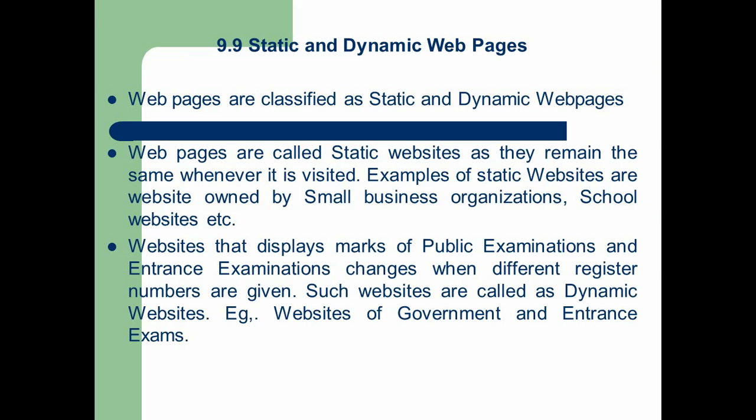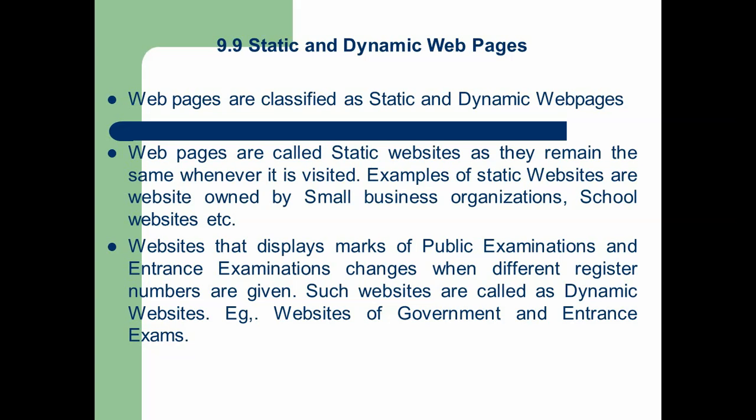Next one, static and dynamic web pages. Web pages are classified into two: static and dynamic web pages. Static web pages remain the same whenever they are visited. So they are static and there is no interaction between the user and the website or web pages. That type of web pages and websites are called static web pages. These are simply owned by small business organizations, school websites, etc.